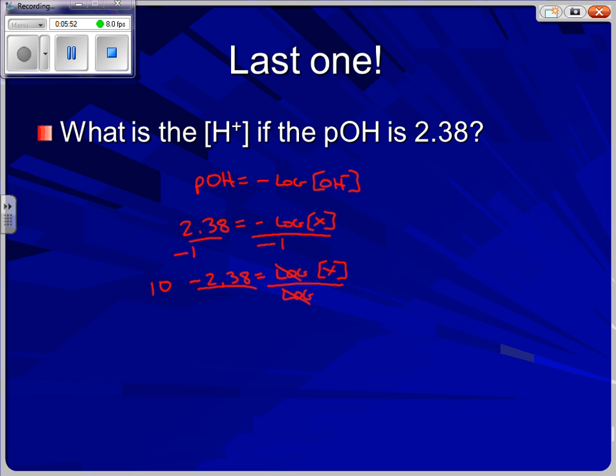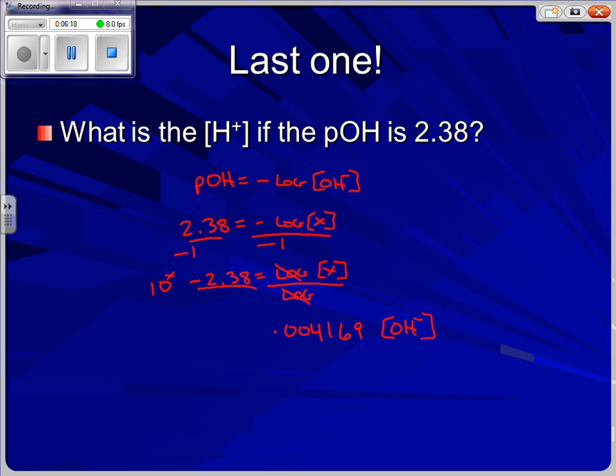So I'm going to take 10 to the negative 2.38. All I need to do is put 2.38 negative, and I'm going to take the inverse log of that. I end up with an answer here of 0.004169. Okay, now that is my hydroxide concentration.